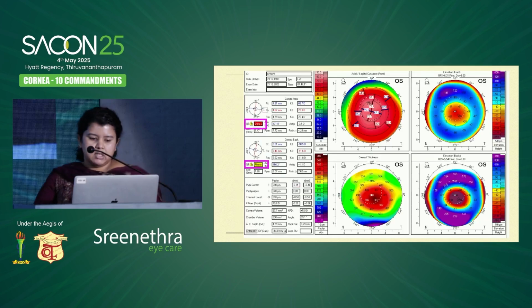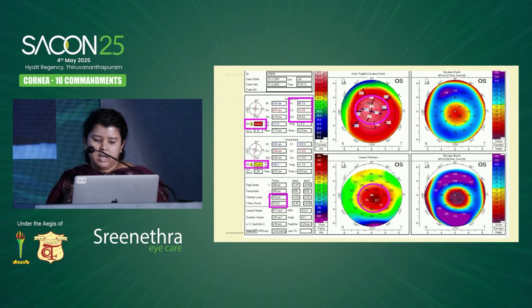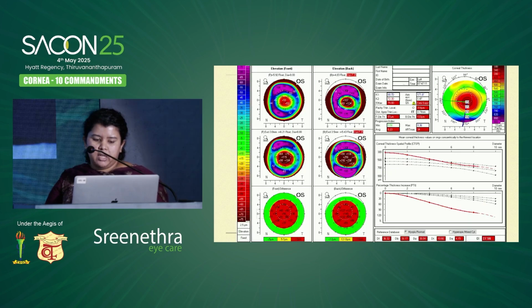This is a case of advanced keratoconus, where again you find everything in red, and the corneal thickness is less, with corresponding anterior and posterior elevation.